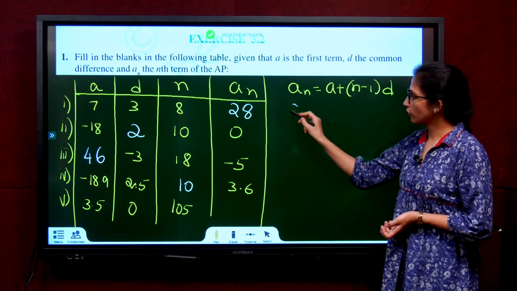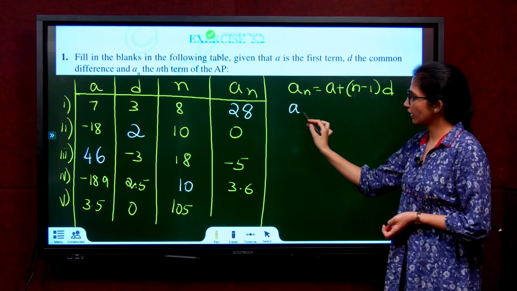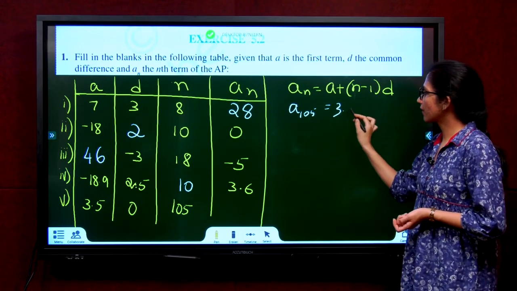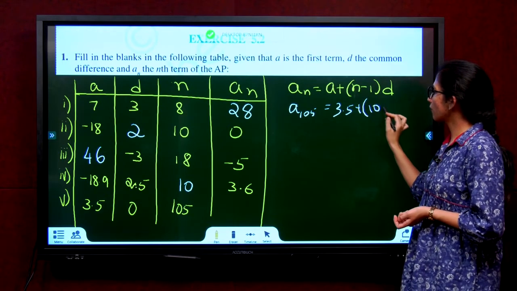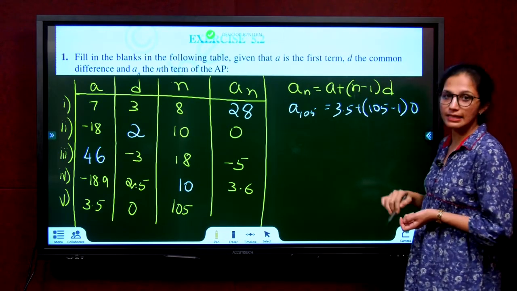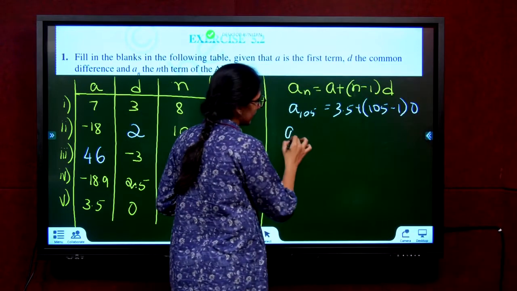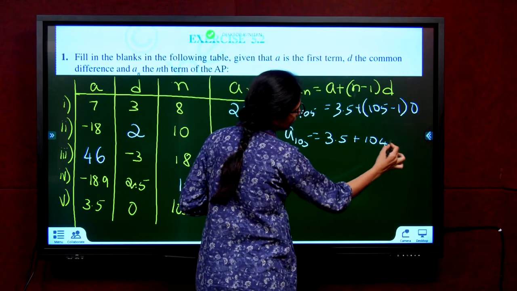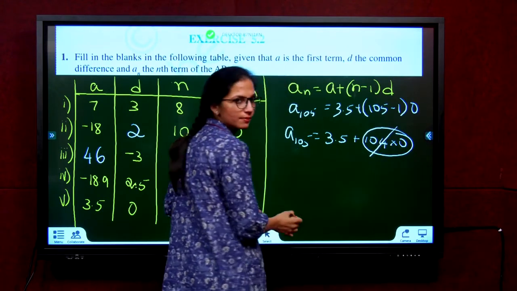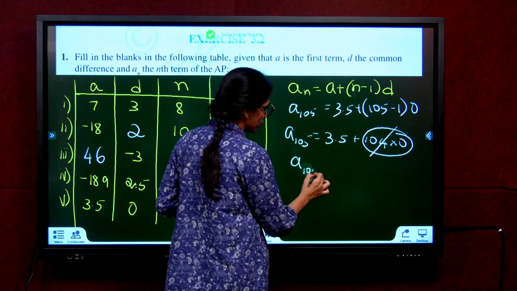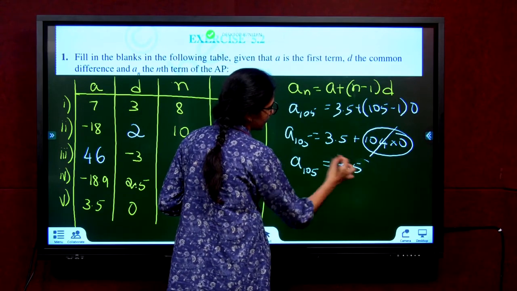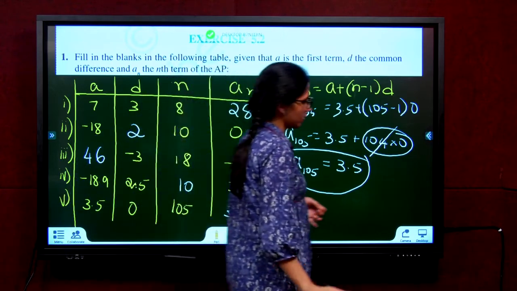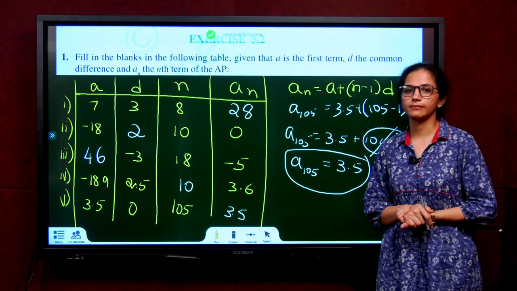AN is what you have to find. N given here is 105, so I can write A105 or AN, no problem. AN is 3.5 plus 105 minus 1 into 0. A105 is 3.5 plus 104 into 0. This whole thing will become 0, it will go away. A105 or AN is 3.5. Fill up your table and this is the end of the first problem.